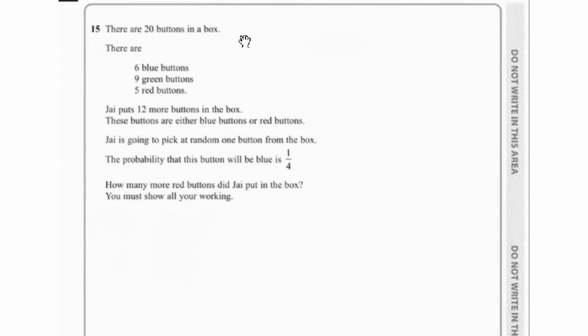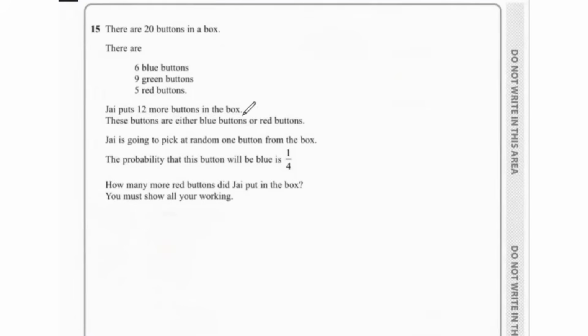Then it says there are 20 buttons in a box. There are 6 blue buttons, 9 green buttons, and 5 red buttons. Jay puts 12 more buttons in the box. These buttons are either blue buttons or red buttons. Jay is going to pick at random one button from the box. The probability that this button will be blue is 1 over 4. How many more red buttons did Jay put in the box? You must show all your working.